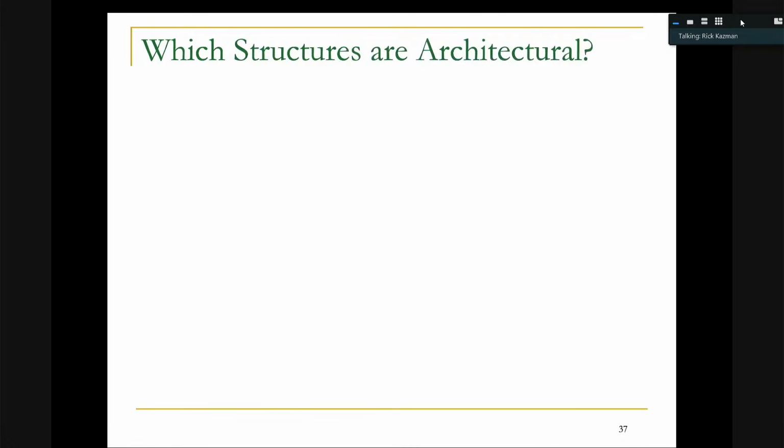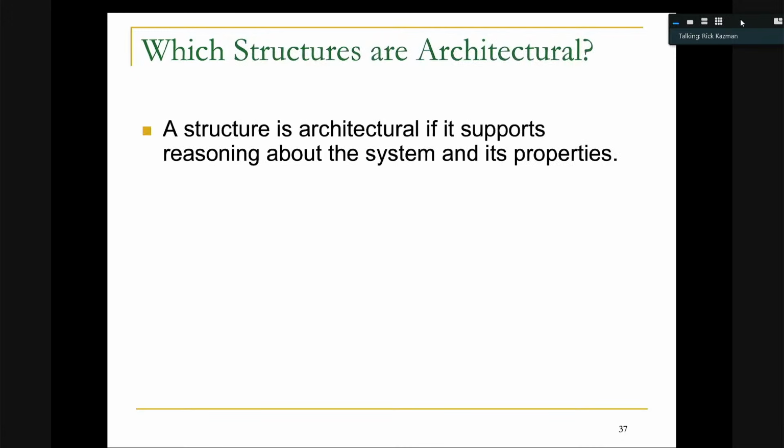So which structures are architectural? Well, a structure is architectural if it supports reasoning about some important system property that you care about. That's it. Am I worried about this? Is it keeping me awake at night? Then I should probably document it, and I should probably reason about it, and maybe have design reviews about it, and maybe monitor the system, the code, or the system at runtime so that I can measure it and see how it's changing over time.